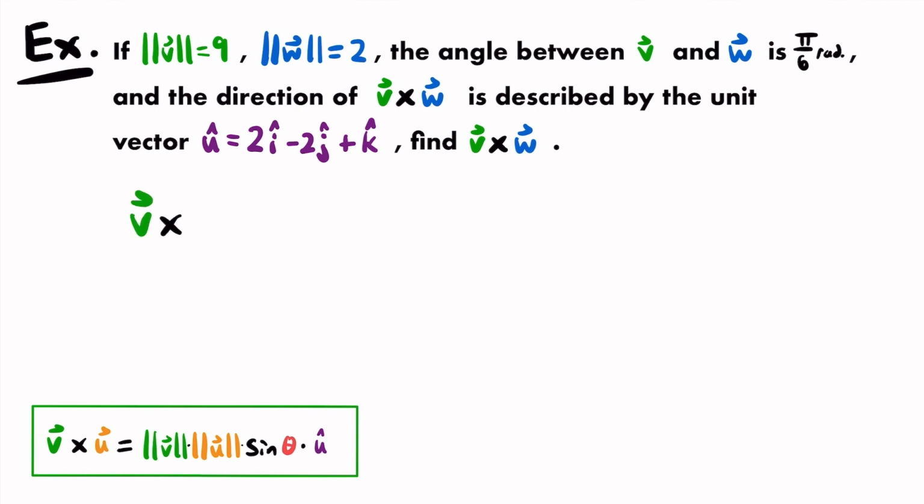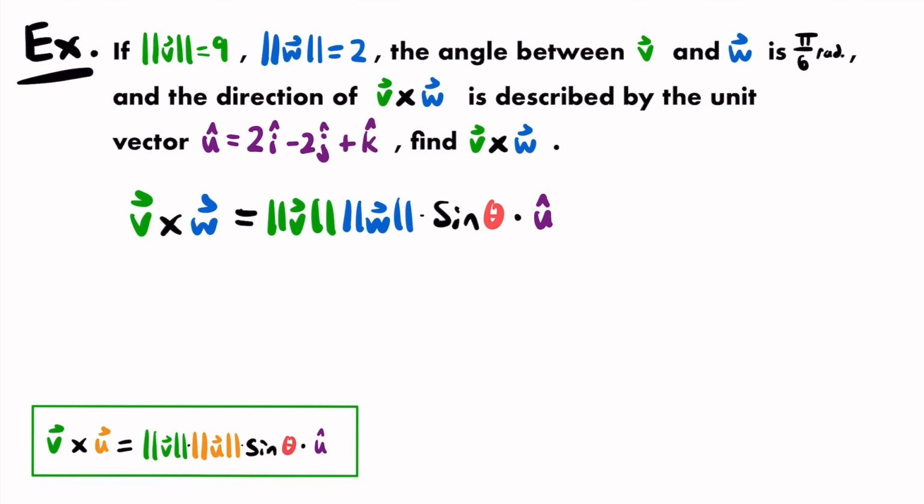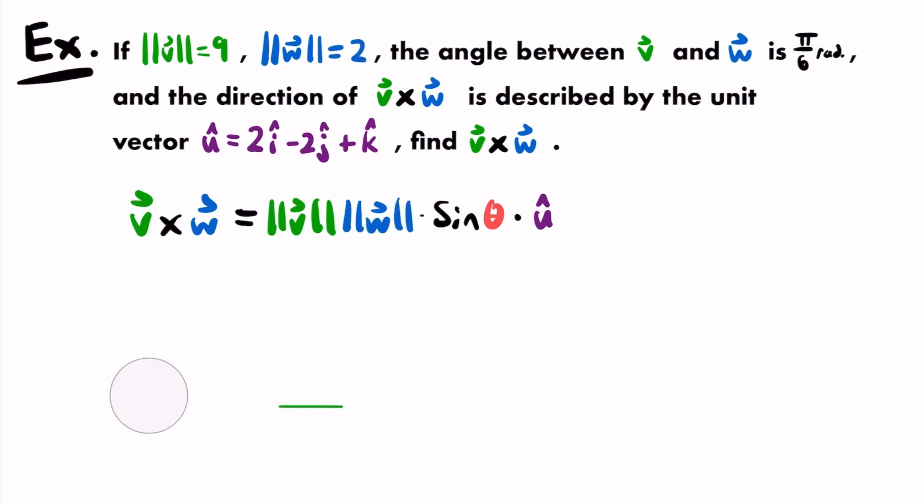What we're going to have in this case is the cross product of vector v and vector w, and that's going to be equal to the magnitude of vector v times the magnitude of vector w times sine of the angle between those two vectors times a unit vector describing the direction of that cross product. Okay, so I just modeled this equation after this formula right here. And so now let's identify everything we know and then plug in our values and get our answer.